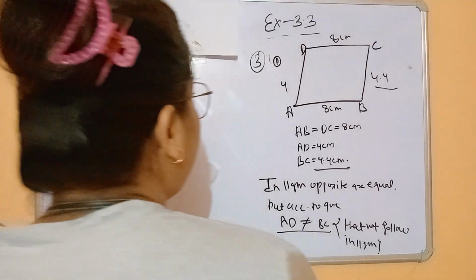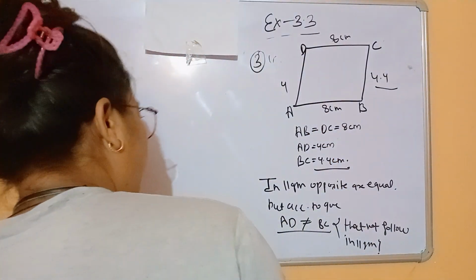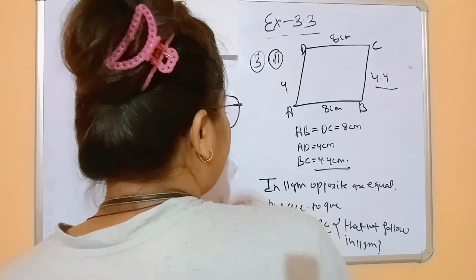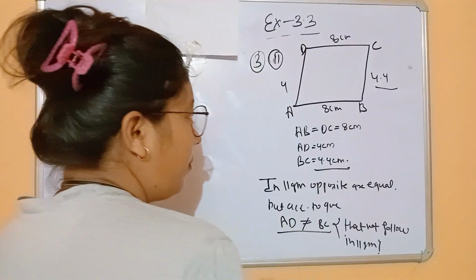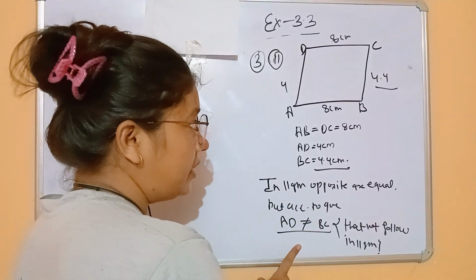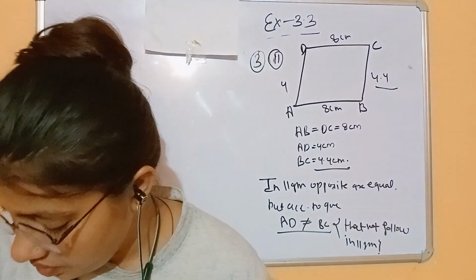So we understand the second question. You understand how to check whether something is following a parallelogram or not. We understand that in a parallelogram opposite angles and opposite sides are equal, but from this question you easily see AD is not equal to BC. So first write.